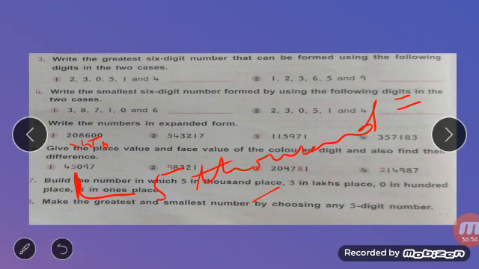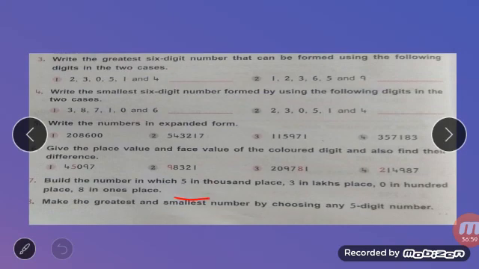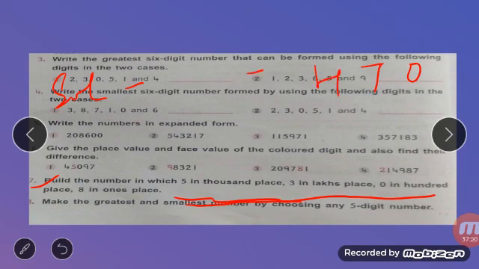Now the 7th: build the number in which 5 is in thousands place, 3 in lakhs place, 1 in 100 place, and 8 in ones place. So you have to write the place value first. You have to write question 7 in your copy, then write the solution. For the solution you have to write ones, tens, 100, 1000, 10,000, lakh, because here the numbers are up to lakhs.